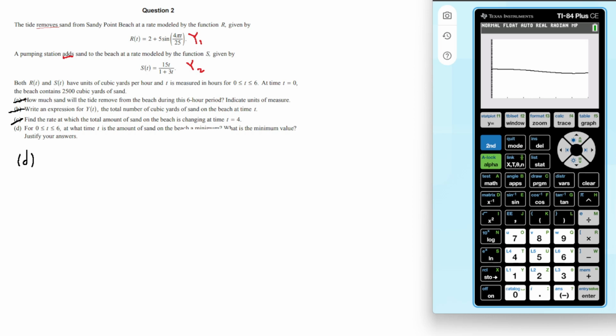Okay, so it's done graphing. Now we need to find the minimum amount of sand, because this is the graph for the amount of sand. We can tell the minimum is right here, the lowest part in the graph, but we don't know what value that is. So what we need to do is click second trace, and then 3, so we can find the minimum.